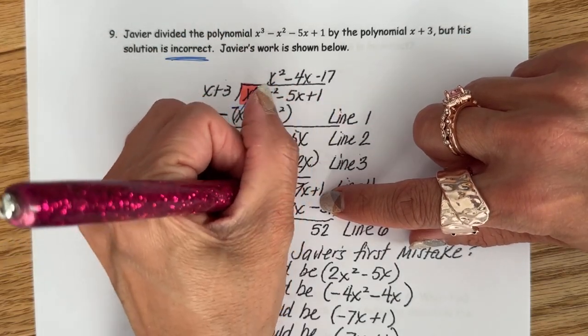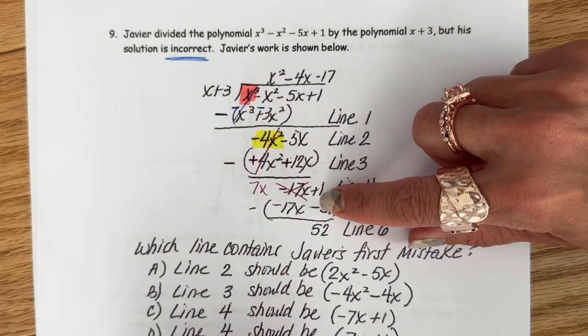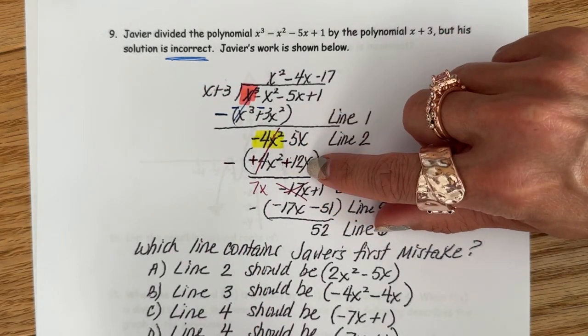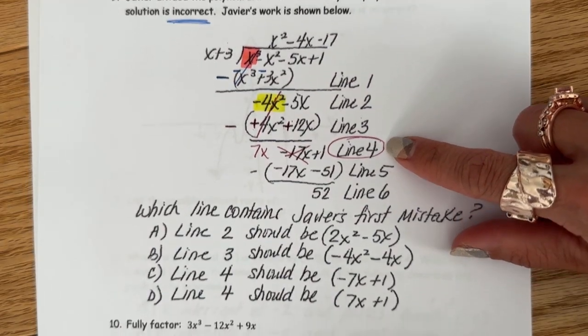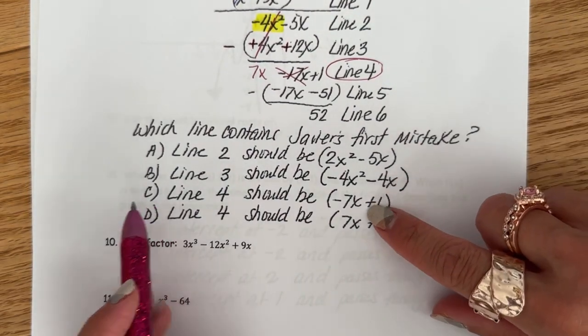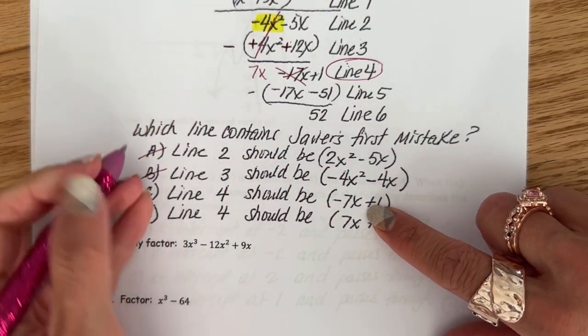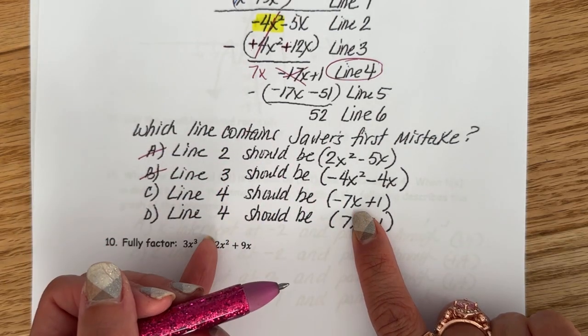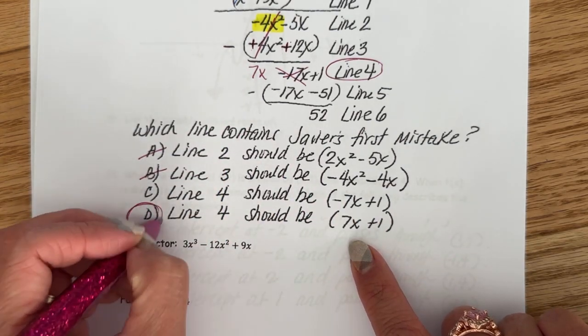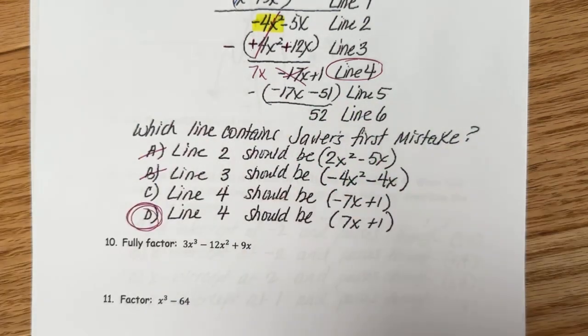And that's not what he put. This should be a positive 7x. So he added those wrong. So line 4 is where the mistake is. If you look at your answer options, that means it can't be A, it can't be B. Line 4 is not negative 7x, it's a positive 7x, so D is it.